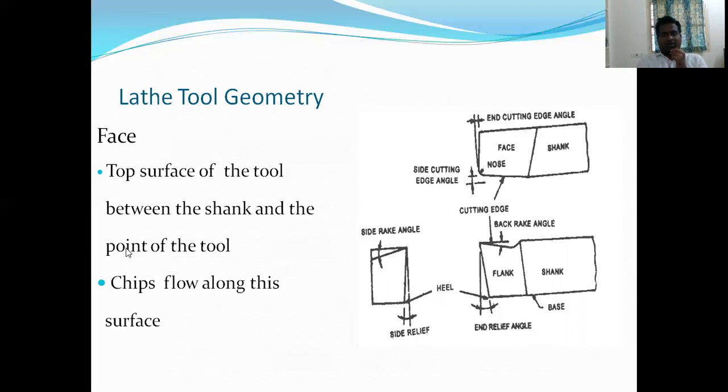Along this face, while doing the cutting operation, chips are formed. Different types of chips are there, continuous chips and discontinuous chips, based on the operation and the properties of the materials. In continuous or discontinuous chips, while doing the operation, the chips flow along the face of the tool. The face is situated at the top surface of the tool, between the shank and point of the tool.